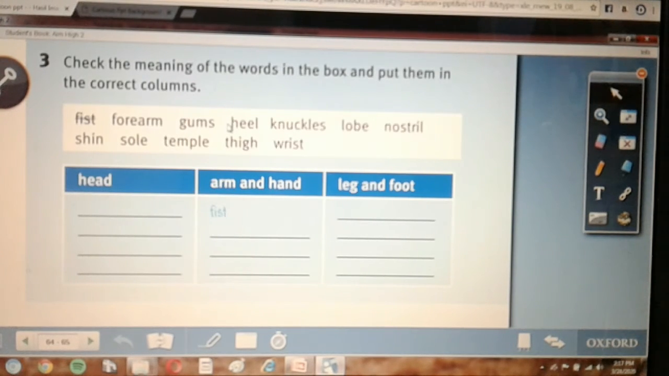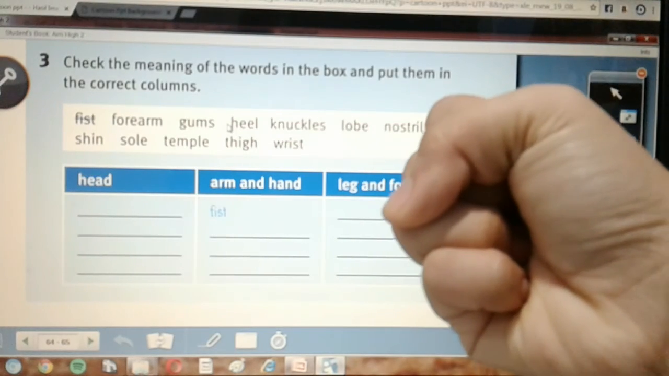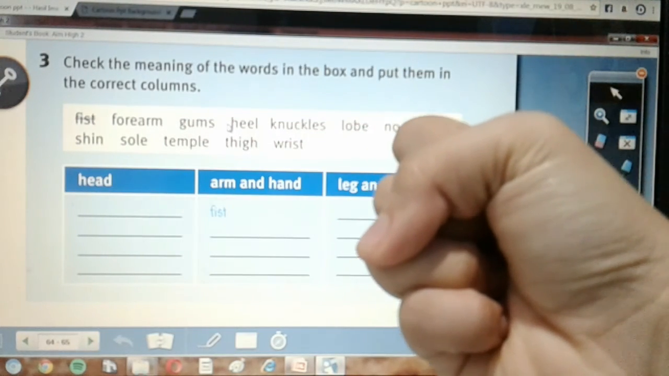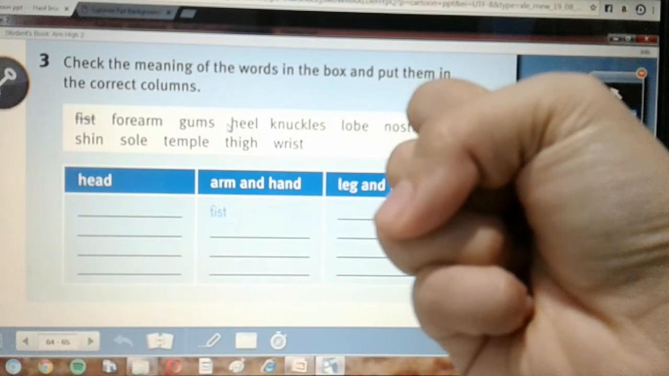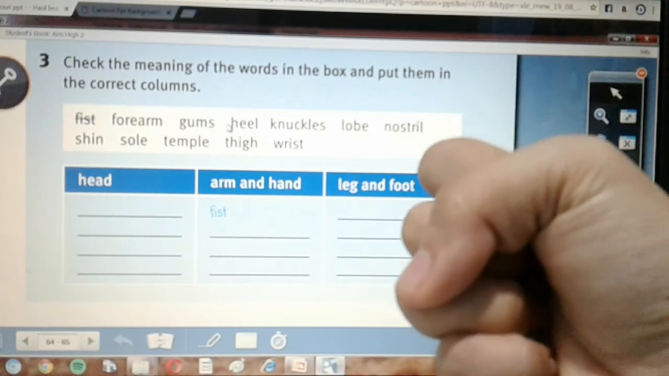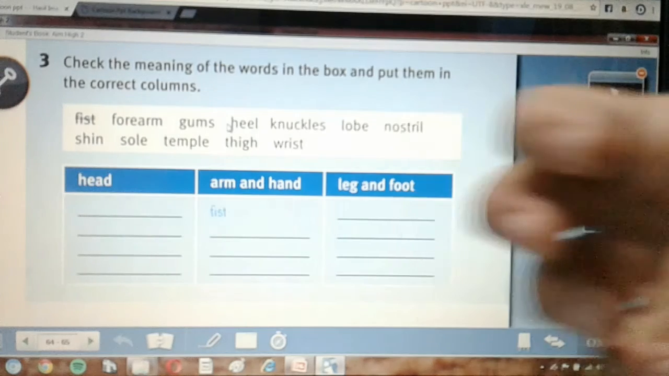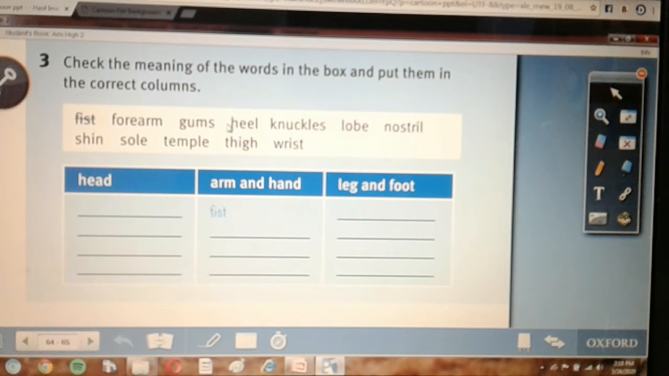Next, the last thing to do is to finish part 3 of Dictionary Corner. This time you have to check the meaning of the words in the box and put them in the correct columns. For example, fist. So, fist, is it part of head, arm and hand, or leg and foot? If you make a fist, then you need to use your hand. So that's why write down fist in the arm and hand column. Now try to put the rest of the words in the correct columns.